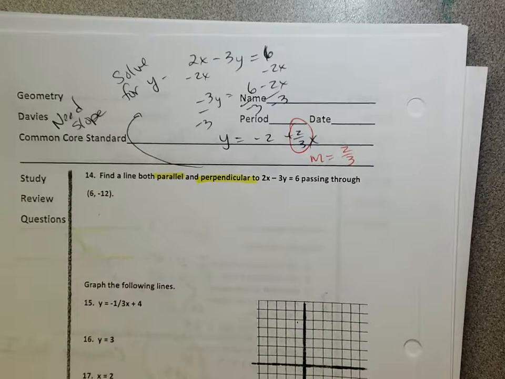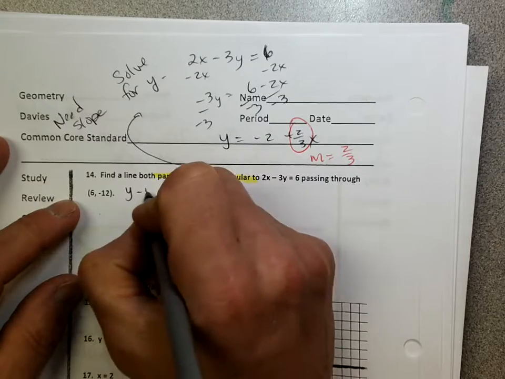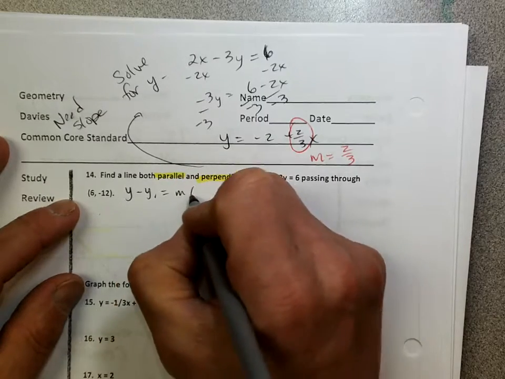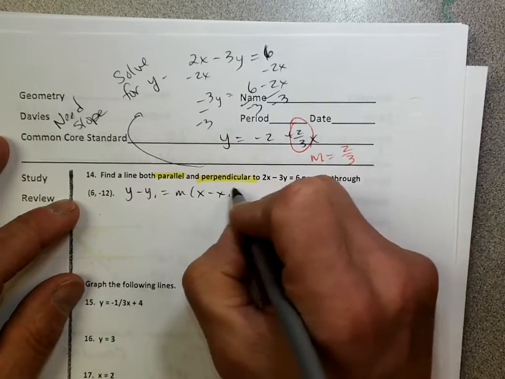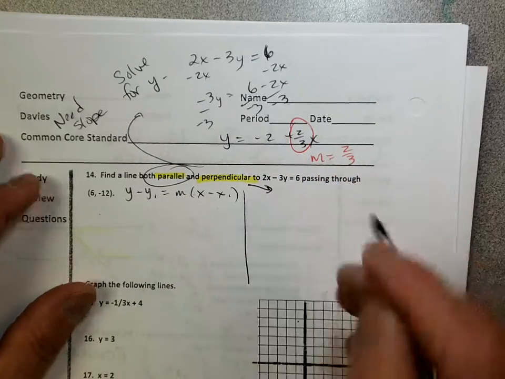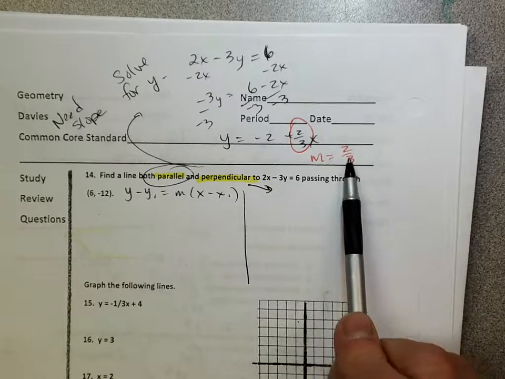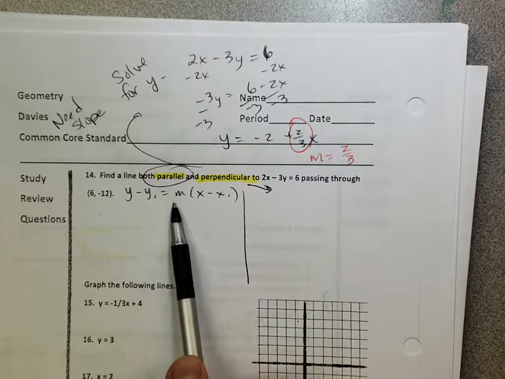Equation of a line. Okay, one more time. If I need the equation of a line, then I'm going to go ahead and use my y minus y1 equals m times x minus x1. Now I'm doing the parallel one first, and then I'll do the perpendicular one over here. So, parallel. Two parallel lines have to have the same slope. I'm going to put my 2/3 right there for m.